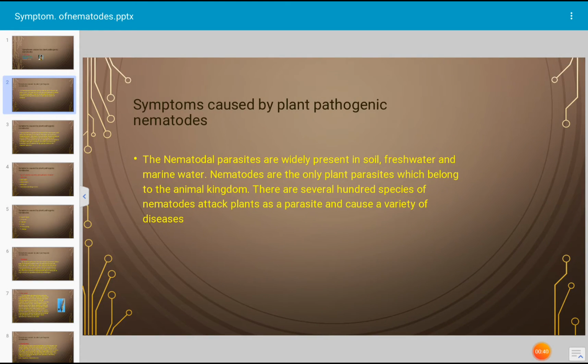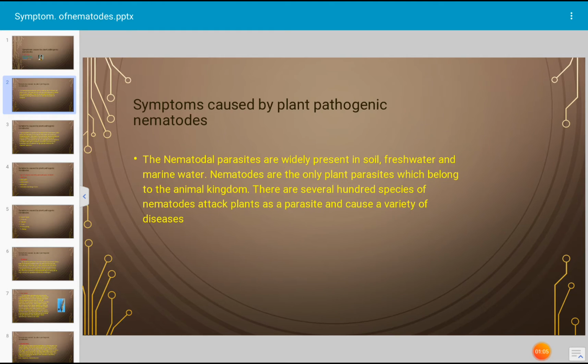There are a number of species of nematodal pathogenic organisms which infect the underground part of the plant. The nematodes are present in soil and cause various types of diseases of plants. Thousands of species obtain food from plants as parasites. And let us see which types of symptoms are caused by the nematodes.